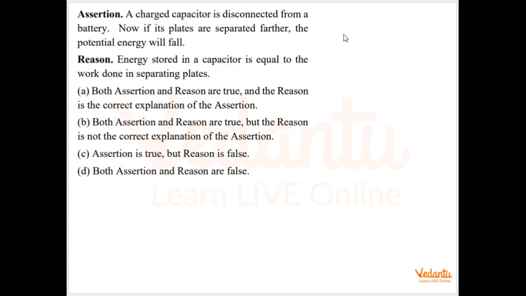So bacha log, remember, the potential energy of a capacitor can be written as half CV square. It can also be written as Q square by 2C. Now in this case, the battery is disconnected. That means the charge remains constant, even if we increase the distance. In that case I will not use this formula, I will use this formula because that will be more convenient. Now U is equal to Q square by 2C, my dear bacha log.